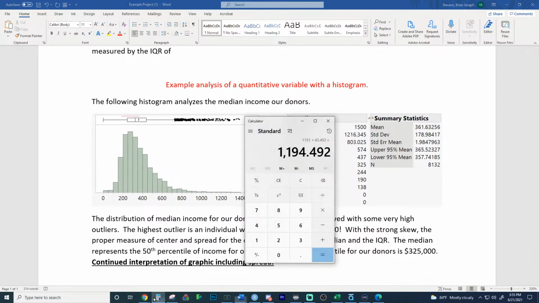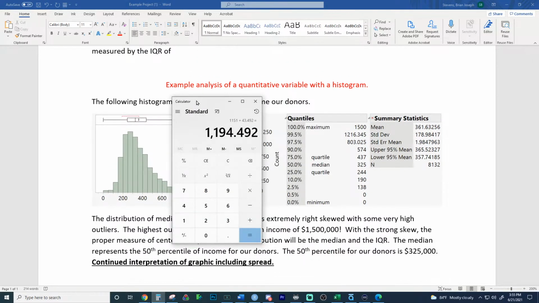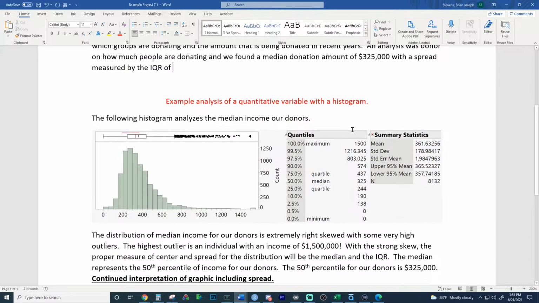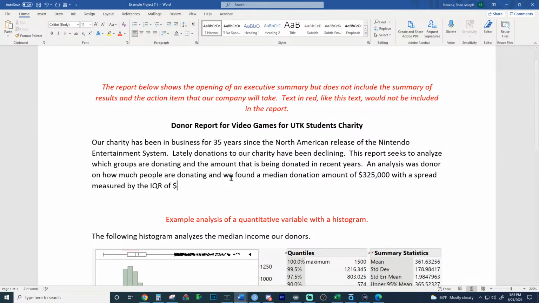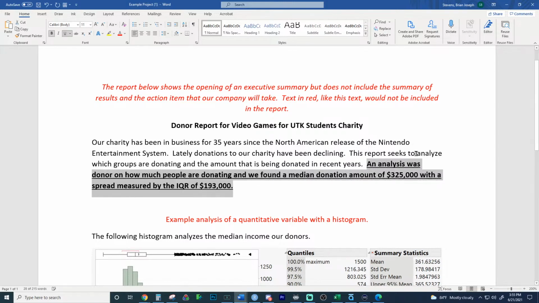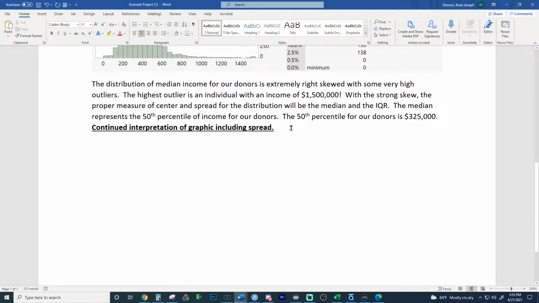And then we would take these numbers right here. Let me find the IQR. The IQR is 437 minus 244. We're just taking the difference between these two numbers, and that's 193. An IQR of $193,000.